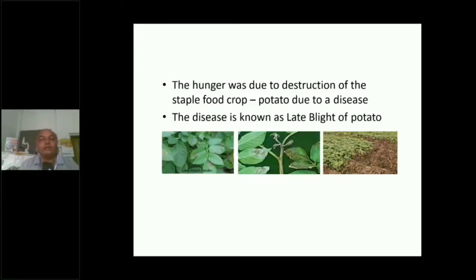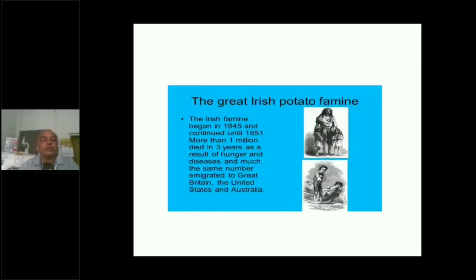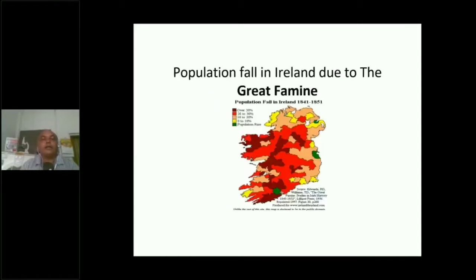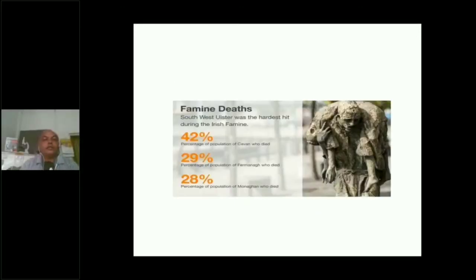This Phytophthora fungus is now also causing so many diseases in various crops, and changing its nature of damage. In the great Irish potato famine in 1845, millions of people migrated from Ireland to Great Britain, the United States, and Australia, because there was no food due to the infestation of late blight of potato caused by Phytophthora infestans. This is the severity of that disease, and that's why the country was economically disturbed, many people migrated, and deaths were around 42%.